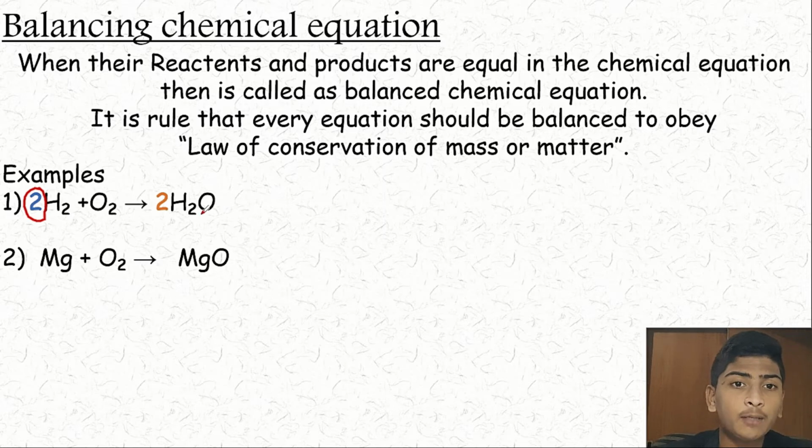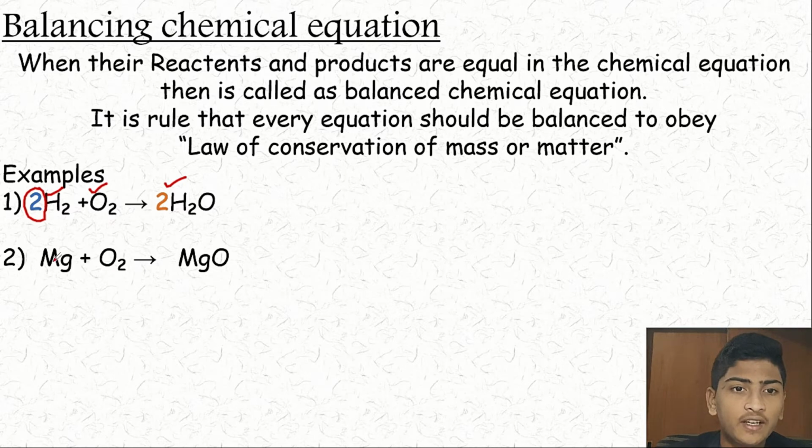We can't place the number in the middle of a compound. We should place the number exactly before the compound or molecule. Here we can place any number, or here any number. Next, this balanced chemical equation should be in the simplest ratio. Here 2, 2, 2. We can also write 4, here 2 and here 4, but it should be in the simplest ratio.